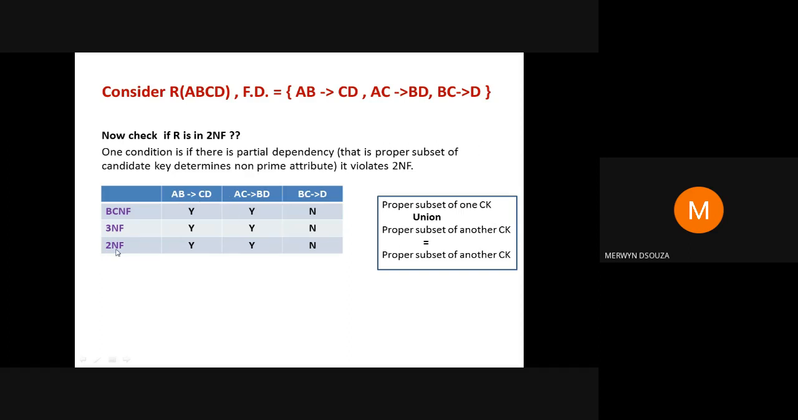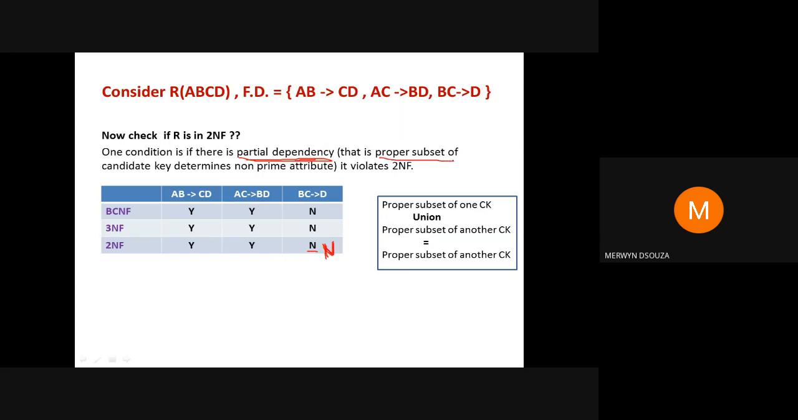Now check whether it's in second normal form. Whatever is in third normal form will be in second normal form, so you can directly conclude. Now check for the third one. Why are we writing N? We are claiming that there is partial dependency here, therefore we are writing N. How are we getting N?